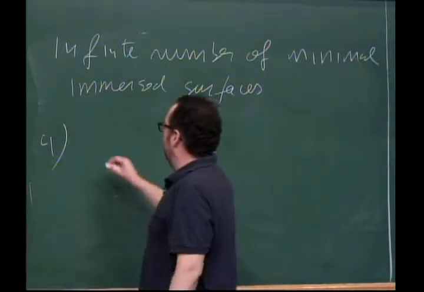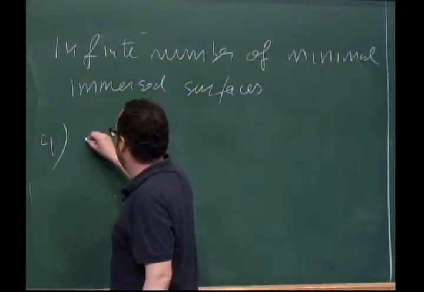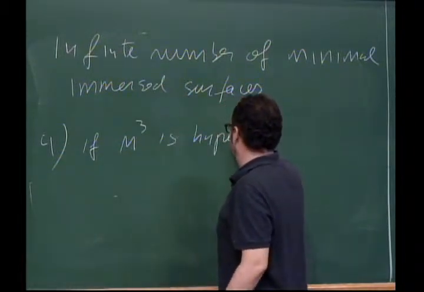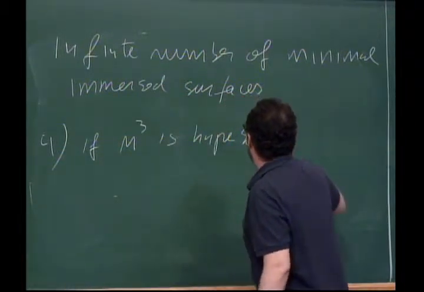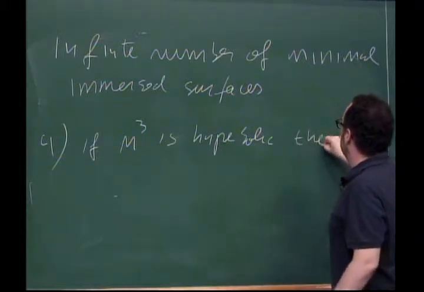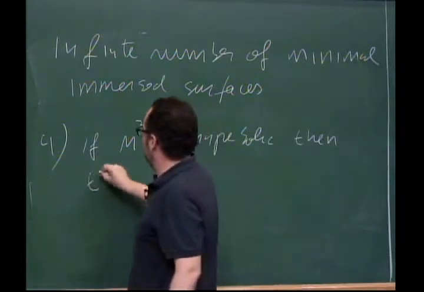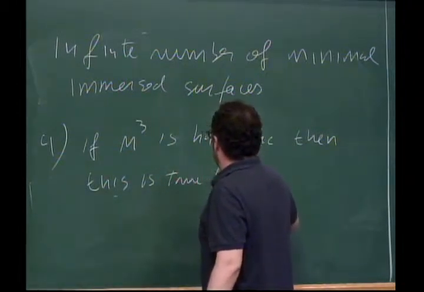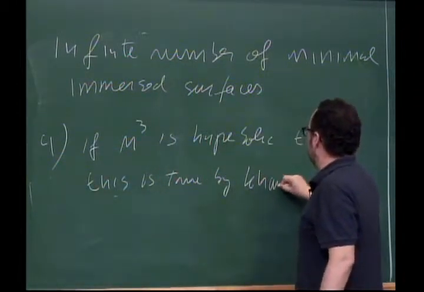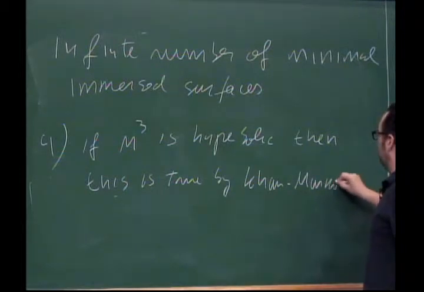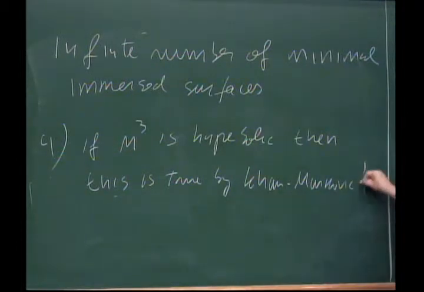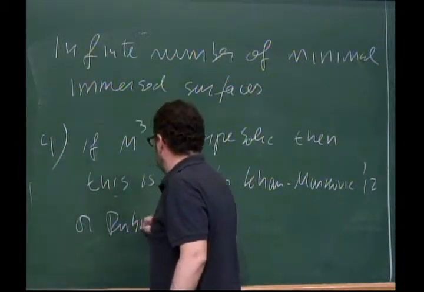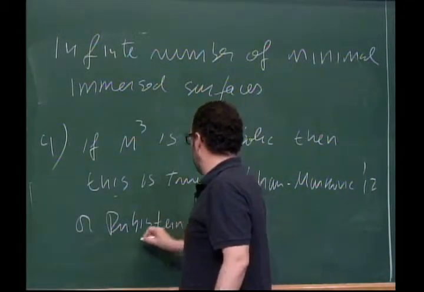And I should say that if M3 is hyperbolic, or if it admits a hyperbolic metric, then this is known. This is true by Kahn-Markovich, from 2012, or Rubinstein. So their approaches are different.